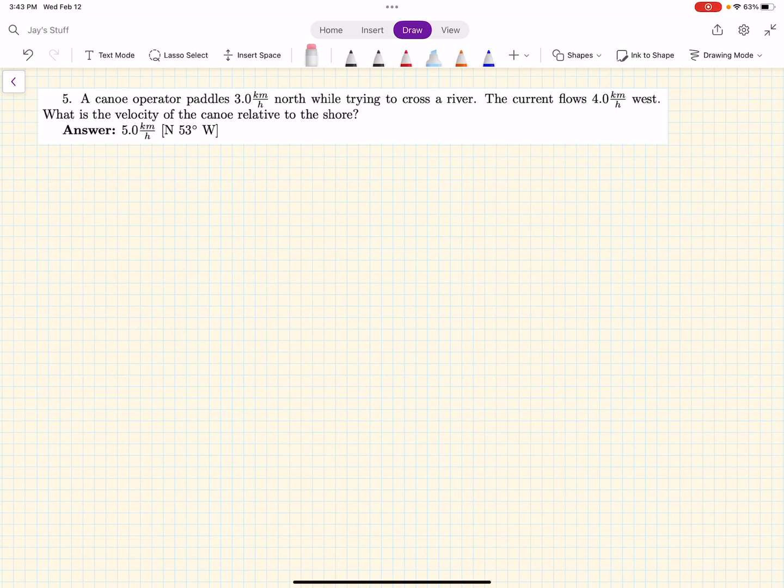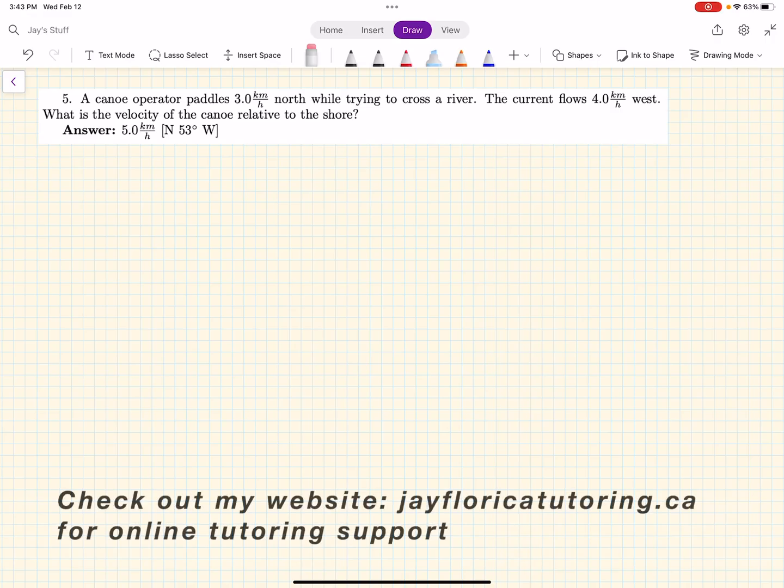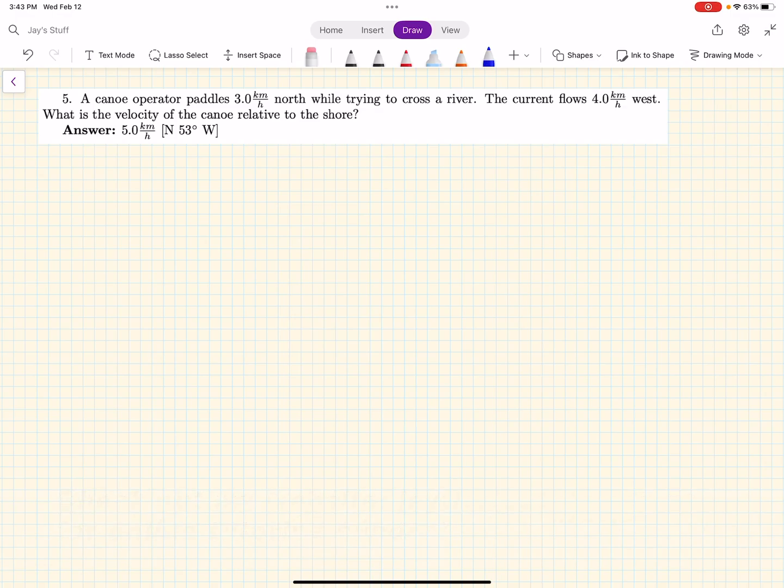This is a relative motion question. Typically, a lot of the times it's going to be a boat in water or a plane in the air. And this one is about crossing a river. So, in any relative motion question, you always want to write this equation.